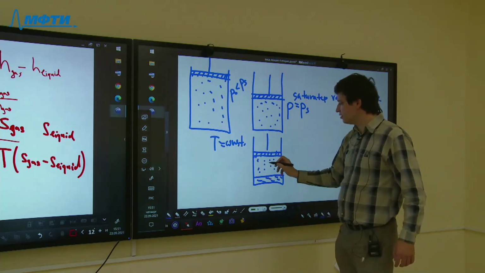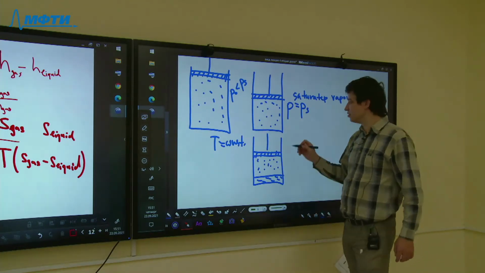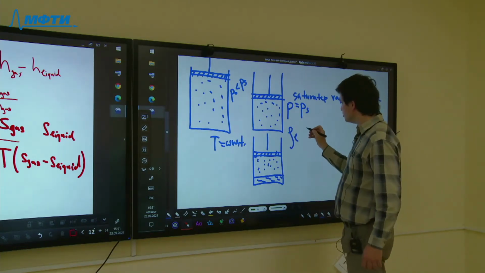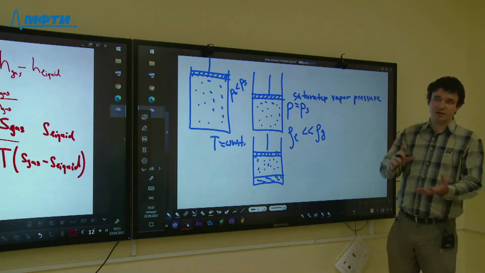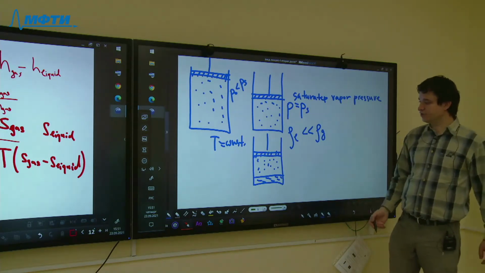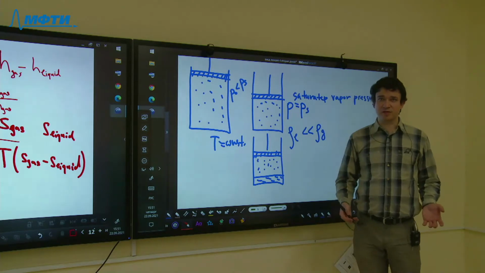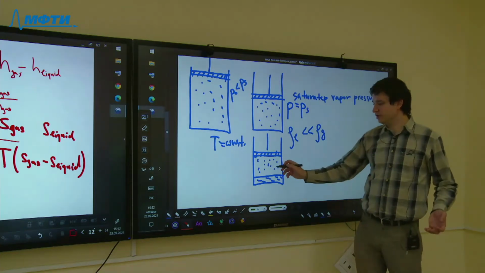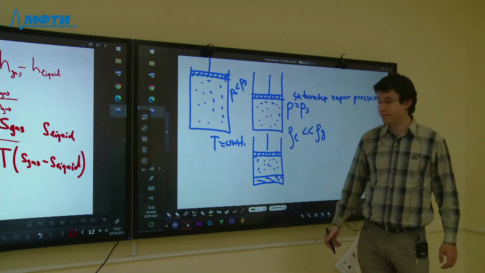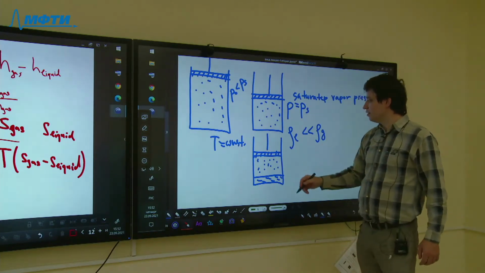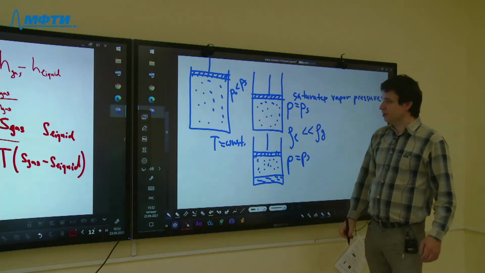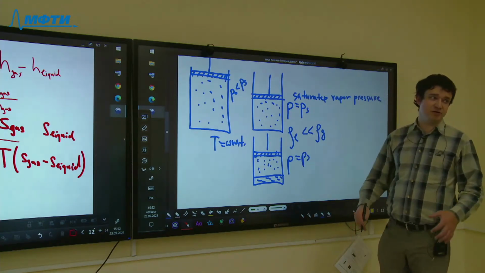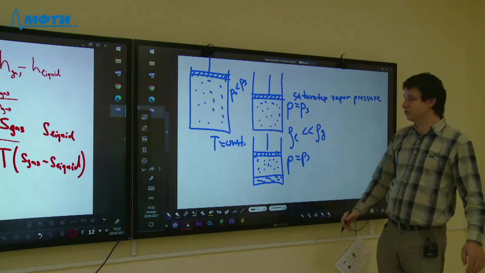because usually the density of liquid is much greater than the density of the gas phase. And for this reason, once you decrease the volume available for the gas, it becomes inevitable that some of the gas transforms into the liquid. But the pressure remains the same. You have the same saturated vapor pressure. And this process will continue until you transform all of the gas into the liquid phase.